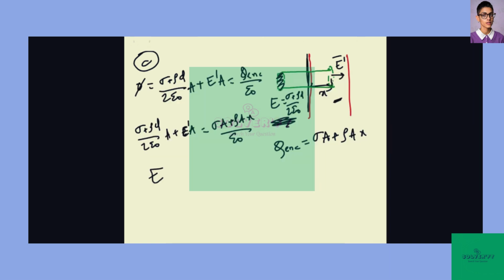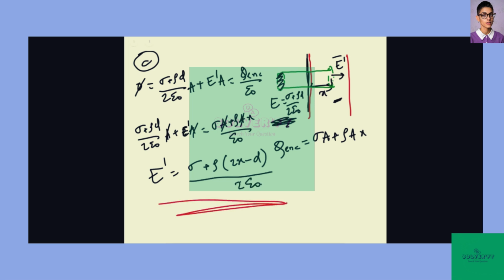Giving us E dash equal to, notice that the area can be cancelled out, and this gives us sigma plus rho into 2x minus d, by 2 epsilon naught. This will be our electric field on the right surface inside the charge distribution.